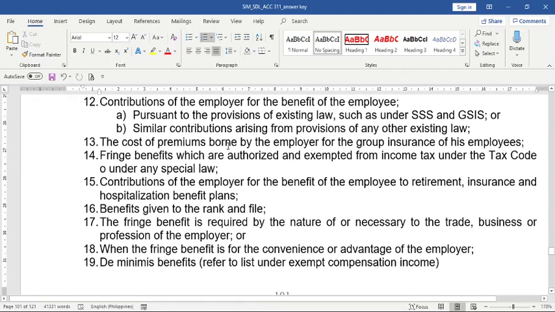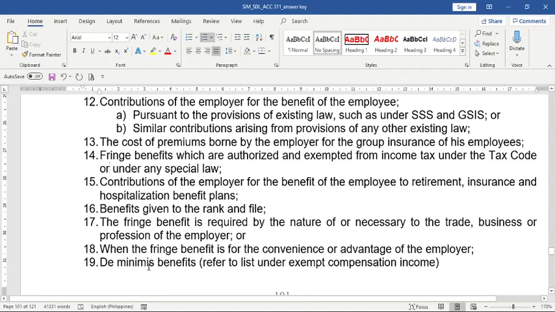The cost of premiums borne by the employer for the group insurance of his employees, fringe benefits which are authorized and exempted from income tax under the tax code or under any special law. So, it is not subject to final fringe benefit tax. Contribution of the employer for the benefit of the employee to retirement, insurance, hospitalization benefit plans. Indeed, these are benefits given to the rank and file. The fringe benefit is required by the nature or necessary to the trade, business, or profession of the employer, or when the fringe benefit is for the convenience or advantage of the employer.